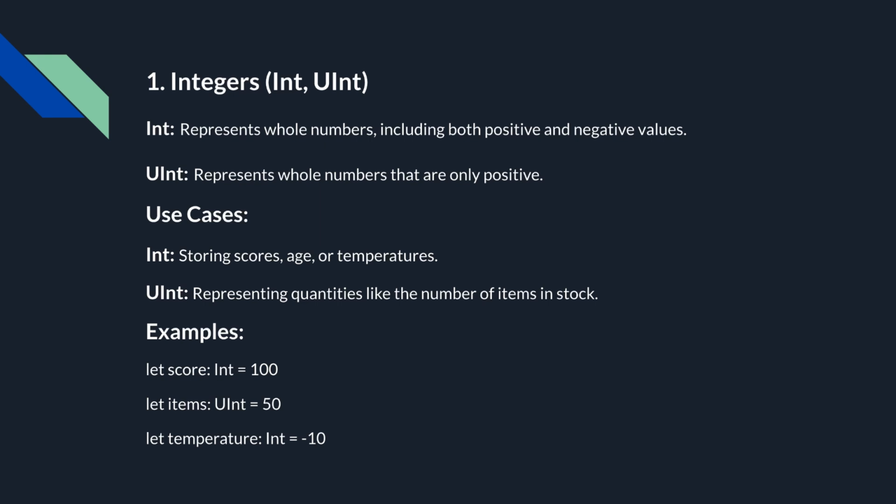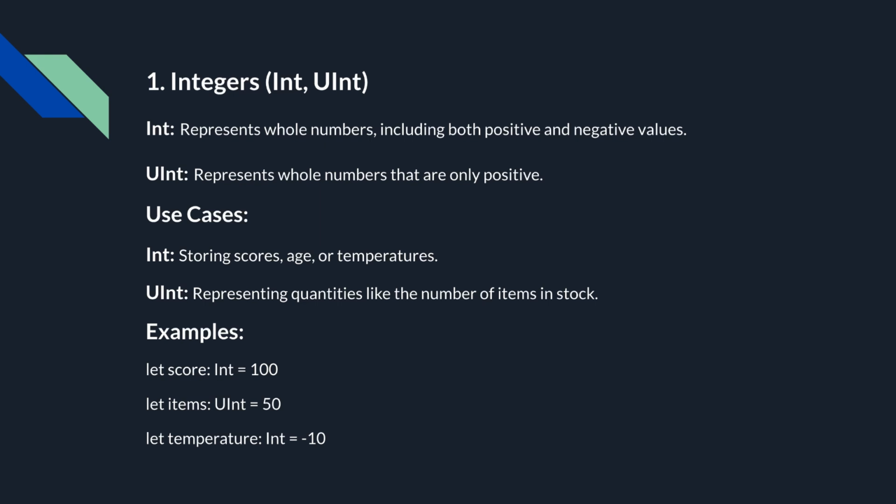When to use? Use integer when storing data like scores or temperature, which can include both positive and negative values. Use unsigned integer when storing quantities like stock counts, which cannot be negative. Code example. Here, score is an integer storing a positive value.